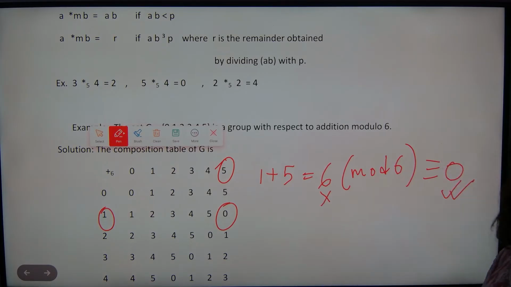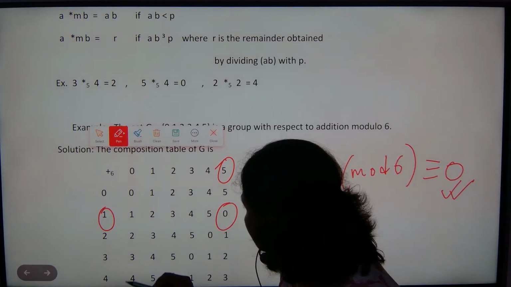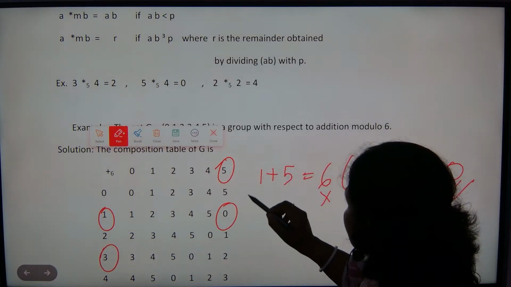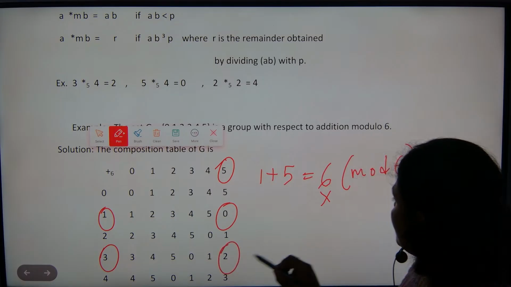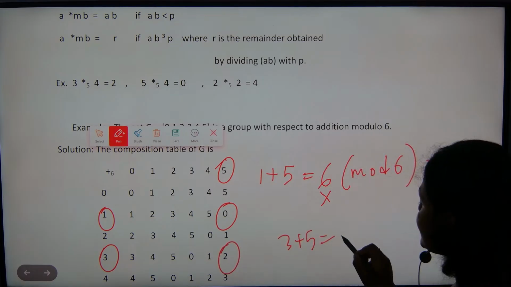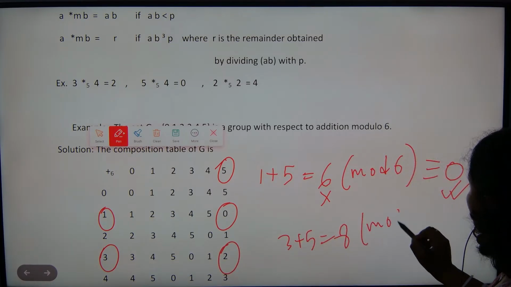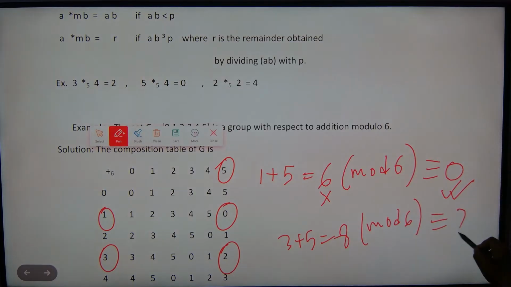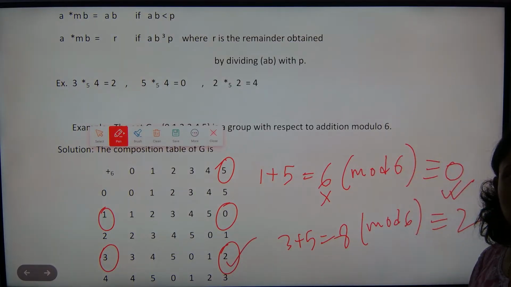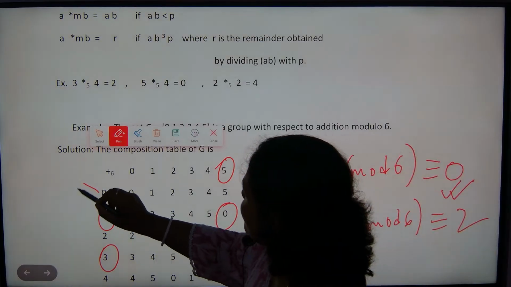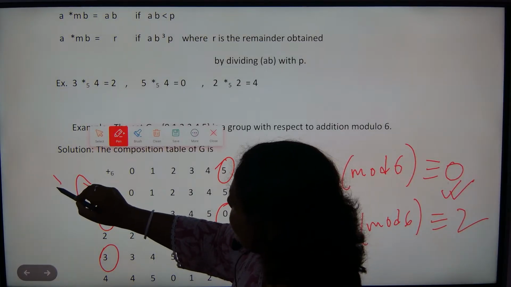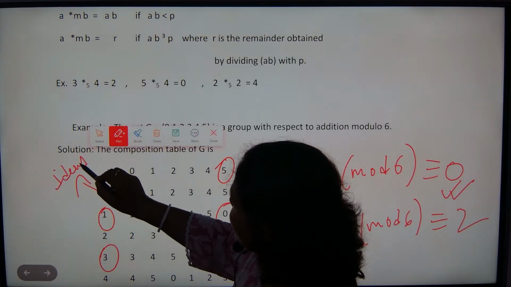So you have to write this 0. Don't write 6. Write the remainder. Like this. 3 plus 5. It is 8. But what is mod 6? It will be 2. And identity is 0. It is addition, na? The identity is 0.